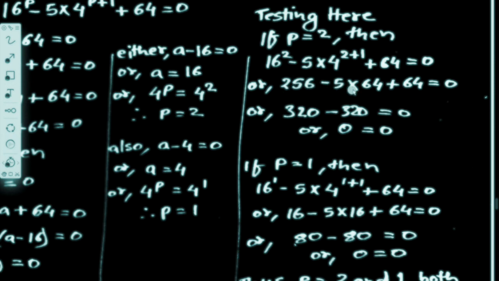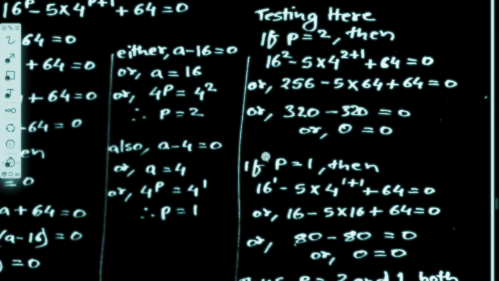256 plus 64 is 320, and 5 into 64 is 320. 320 minus 320 is 0, so 0 equals 0. Both sides come the same. It means the value p equals 2 satisfies our equation. In this way, p equals 2 is our right answer.